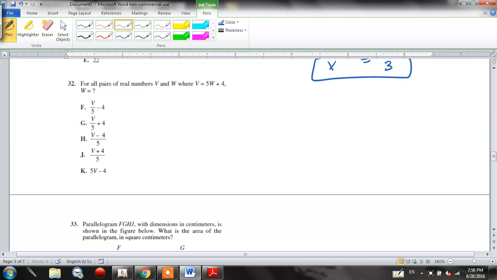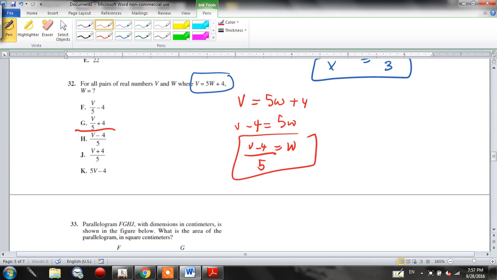For all pairs of real numbers v and w, where v equals 5w plus 4, w equals what? So they're basically asking you to solve this equation for w. Solving this for w, 5w equals v minus 4, so w equals v minus 4 over 5. That, I believe, is the answer.